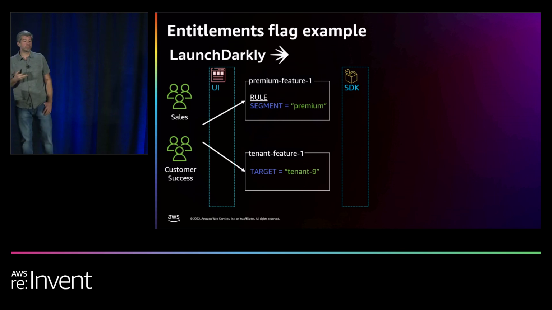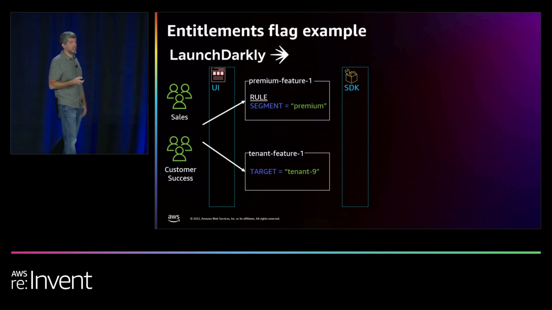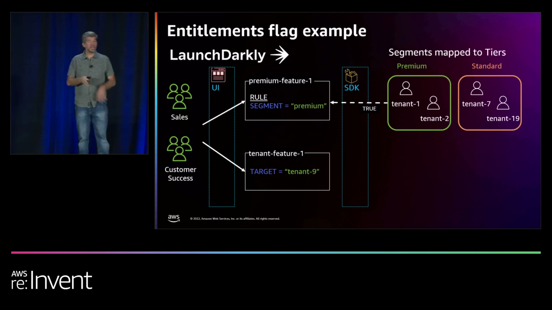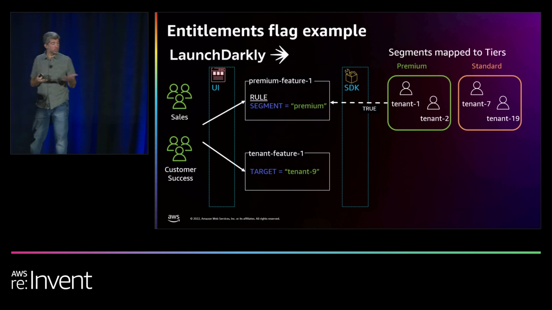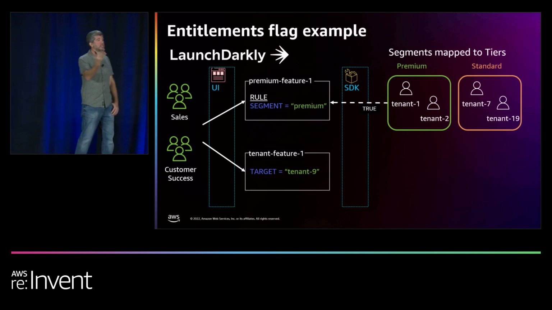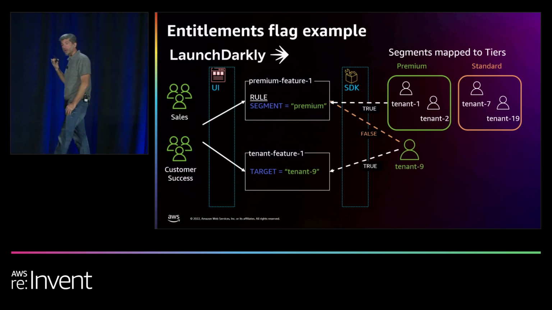Can our SDKs reach out and ask a specific question like, can tenant 1 actually reach this specific feature? Do they have permission to use premium feature 1? And in this case, as you can see, tenant 1 is in our premium group. So they do have permission to reach out and use premium feature 1. And from a code perspective, we simply have to pass in that context. This is the tenant I want, this is the feature I'm trying to retrieve, and they'll give us a yes or no answer. And of course, that same applies for our tenant targeted features.